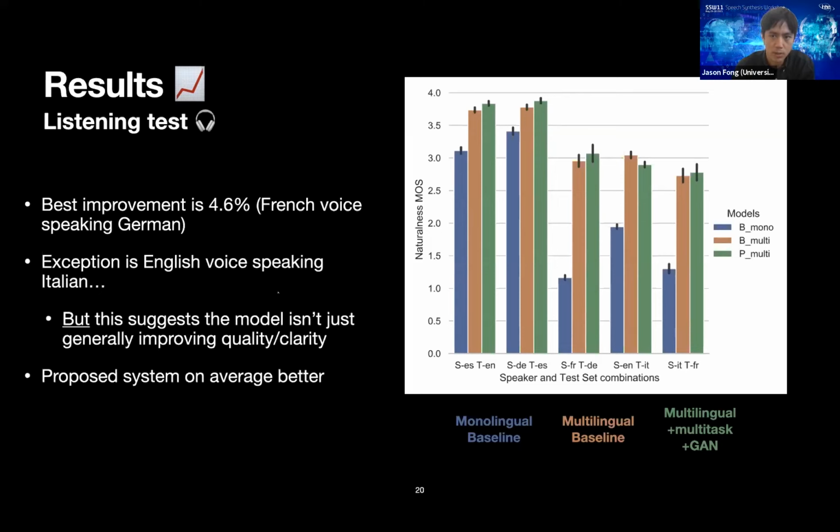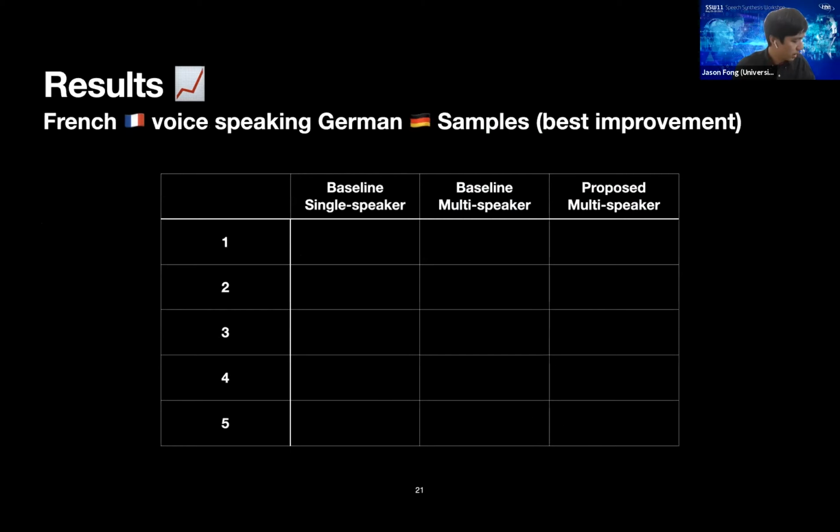The worst model is here. It's the English voice speaking Italian. I don't really have any strong explanation for why it performs poorly or slightly more poorly. But what I guess this does suggest is that at least the model isn't scoring better just because it's generally clearer or louder or something like that, perhaps. And the proposed system, on average, does slightly better. And I will go through some samples.